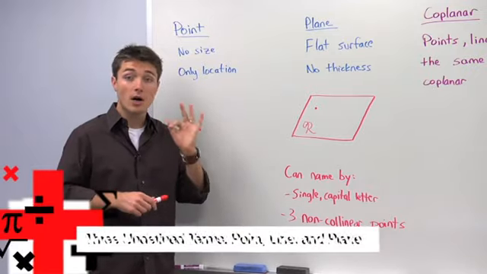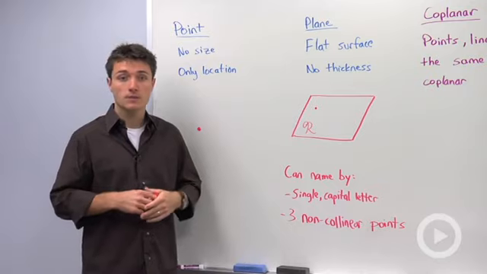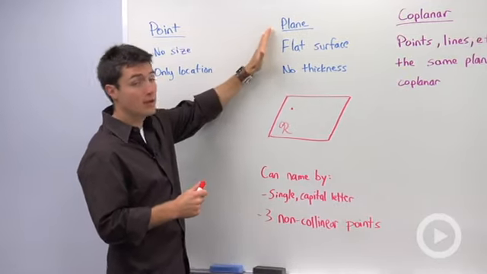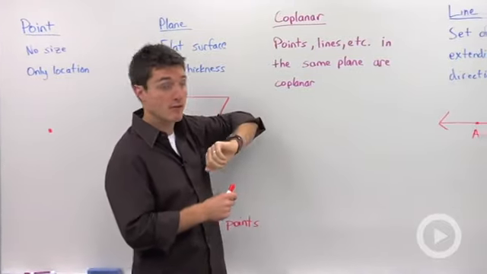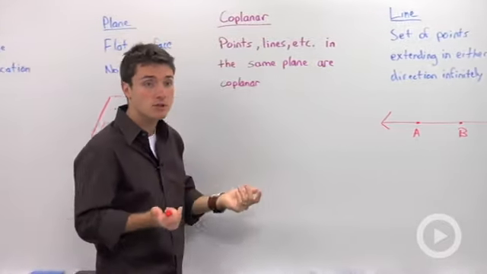There are three undefined terms in geometry. From these terms, we define everything else. The first term is point, the second term is plane, and the third undefined term is a line. So let's go back and define these as much as we can.